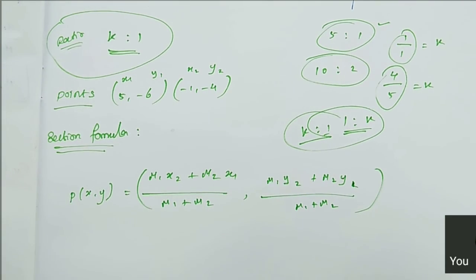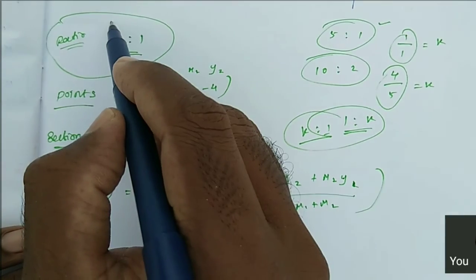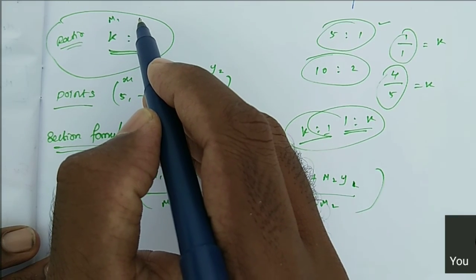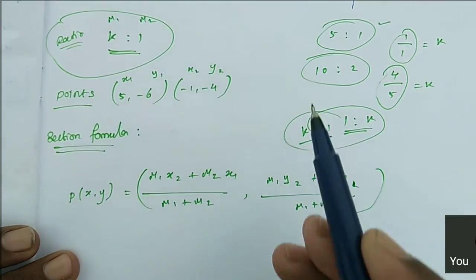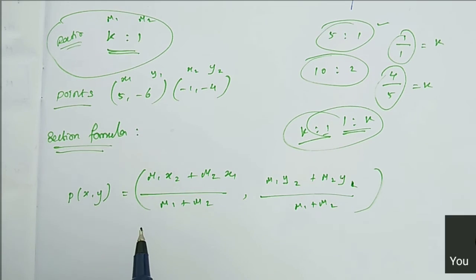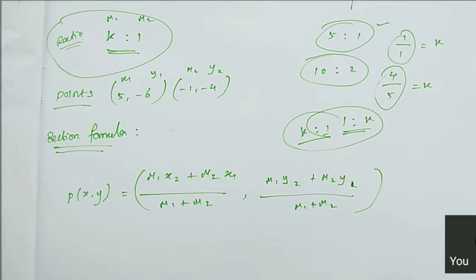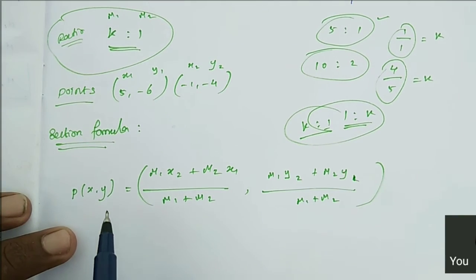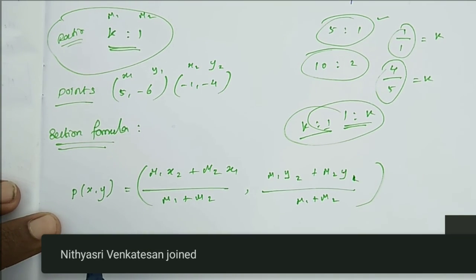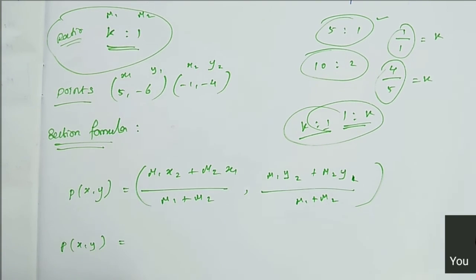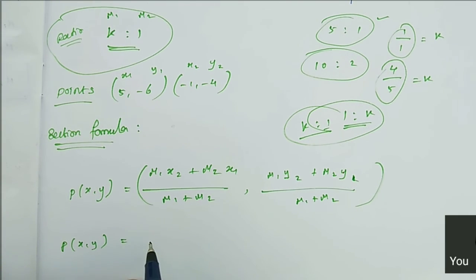Now the ratio here is m1 and here m2. In some problems they give m and n, so don't get confused. Whether m1, m2 or m is to n, both are the same. Now we can substitute in the formula. So P(x, y) equals m1 value. What is m1?